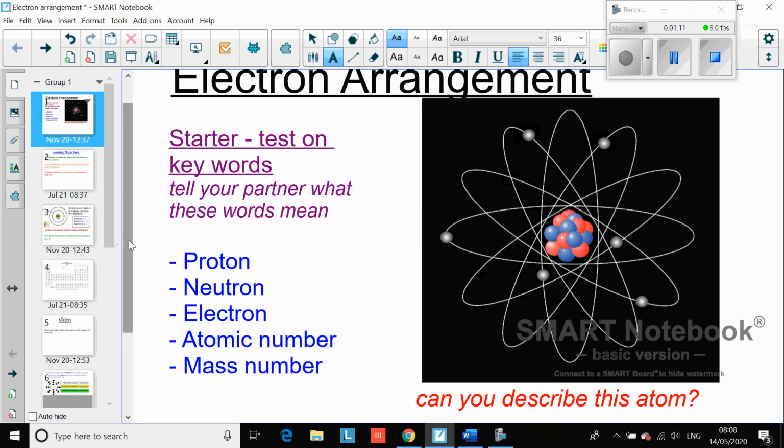So, firstly, what I'd like to do is quickly copy this up, and can you describe this atom? Okay, this is a model of what an atom looks like. So pause the video quickly and do that now, please.